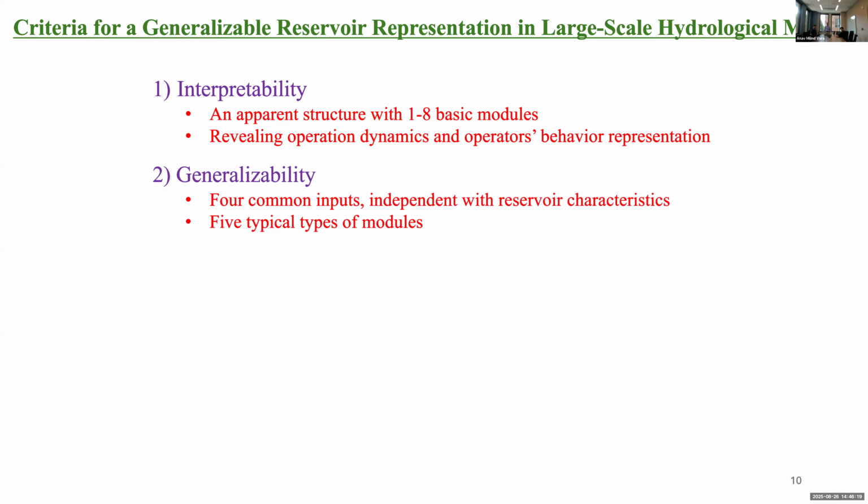The other one is generalizability. So we have 4 common inputs. And the important thing is that all these inputs are independent of reservoir characteristics. We don't need the reservoir size, right? And we believe the reservoir size is somewhere embedded in the data. So that makes this a general feature, right? And the other one is that this generalizability is reflected by the 5 typical common types of models, right? So we use them as Lego pieces to build any model.